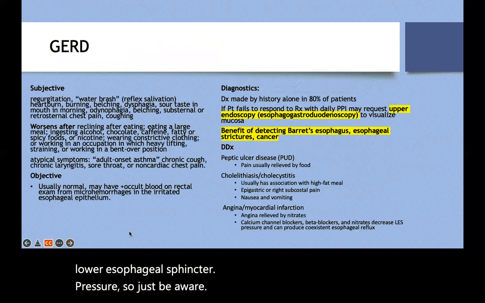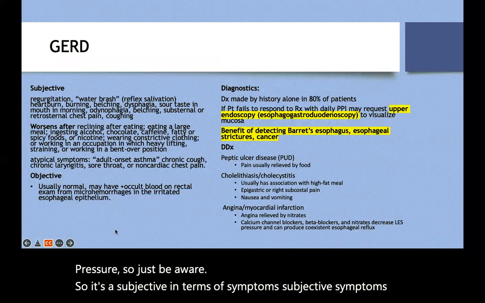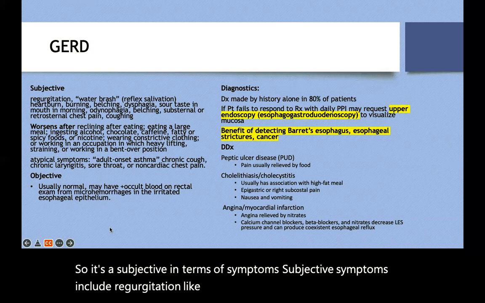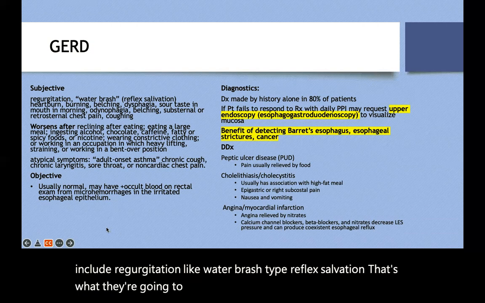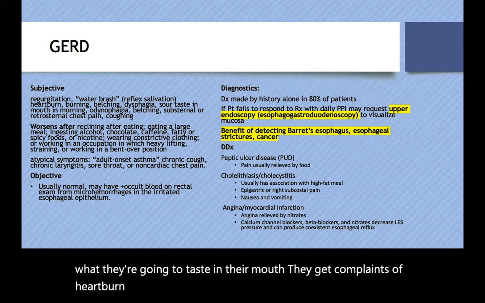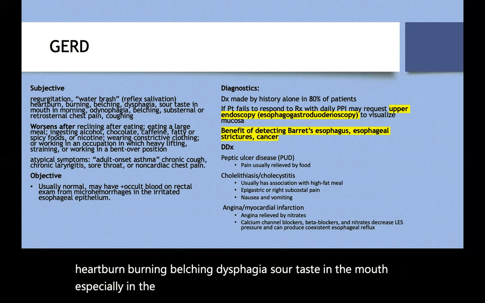It's subjective in terms of symptoms. Subjective symptoms include regurgitation, like water brash type reflex salivation. That's what they're going to taste in their mouth. They get complaints of heartburn, burning, belching, dysphagia, sour taste in the mouth, especially in the mornings, substernal or retrosternal chest pain, and coughing.